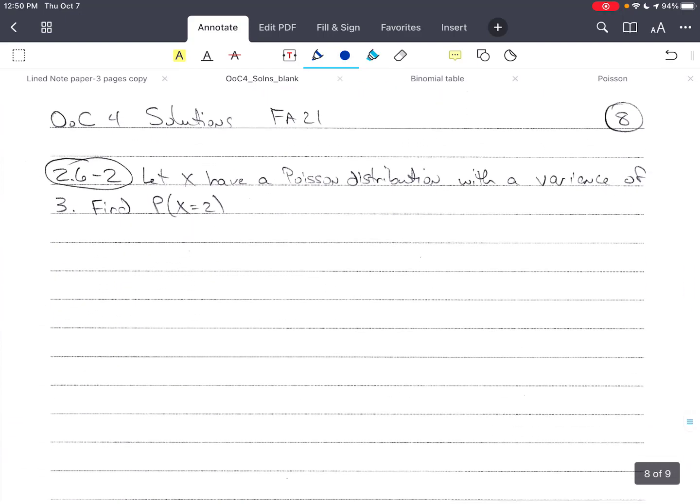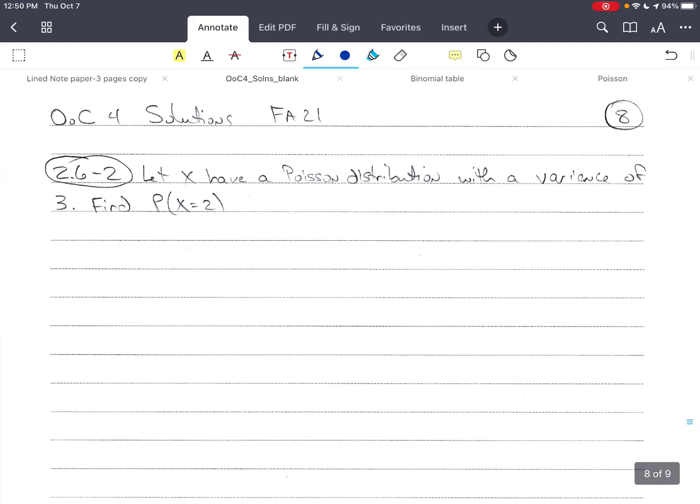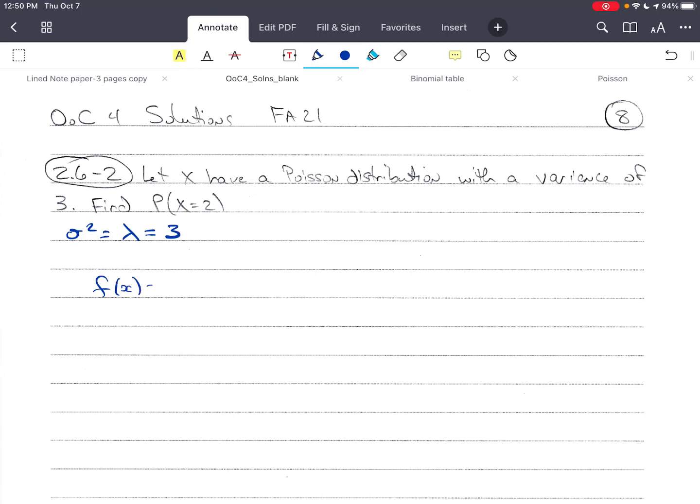Now we're going to move on to 2.6-2. So x has a Poisson distribution with a variance of 3. Find the probability that x is equal to 2. So lambda equals 3. Because remember, sigma squared equals mu and equals lambda. Mu is lambda and sigma squared is lambda for this distribution. And f of x is equal to lambda to the x, e to the negative lambda over x factorial. And so with lambda 3, that's 3 to the x, e to the negative 3 over x factorial.